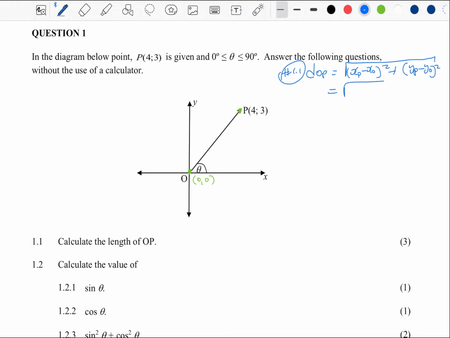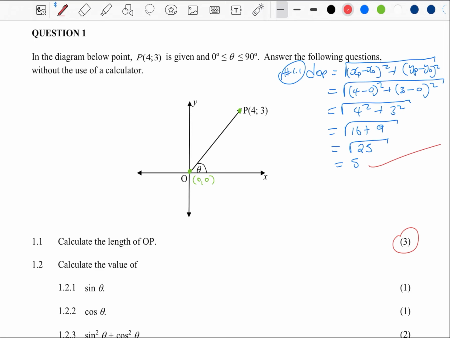And then here just simple algebra. So 4 minus 0, that's 4, so you're going to have 4 squared. 3 minus 0, that's 3, so you're going to have 3 squared. And 4 squared is 16, 3 squared is 9, 16 plus 9 is 25, and your answer is 5. So the distance between O and P is equal to 5. Okay, and so it's 3 marks. You get a mark for your answer, you get a mark for the distance formula, and you get a mark for substituting it correctly. Okay, and that's how you get your 3 marks.